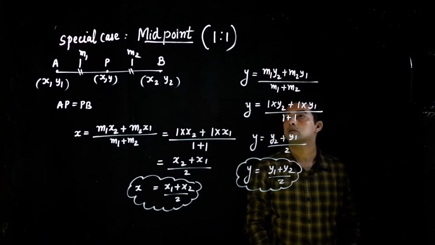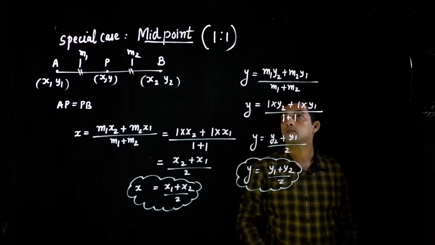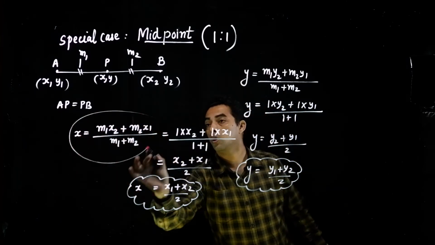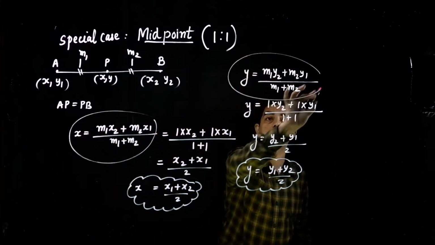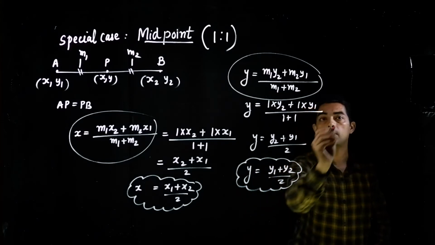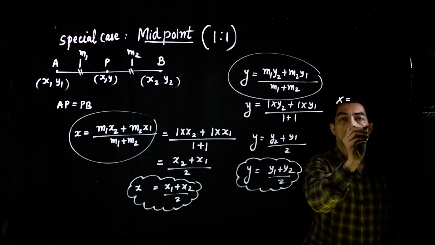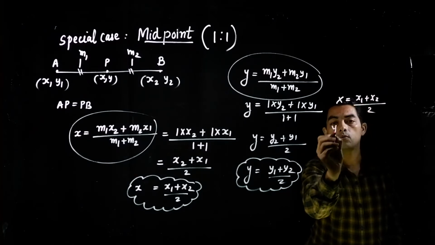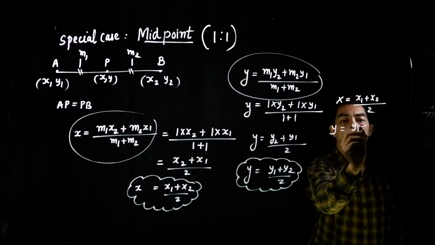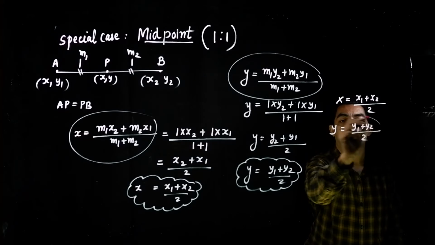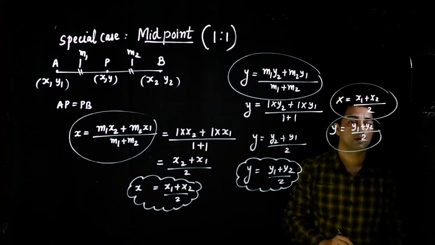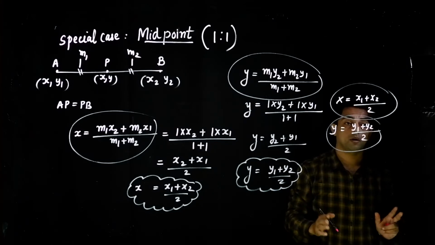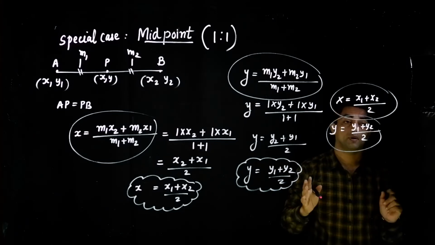Okay, that means if the point is the midpoint, if the ratio is 1:1, don't apply the long formula. Simply apply this formula. If you want to find out x, it will be (x1 + x2) by 2. If you want to find out y, simply it will be (y1 + y2) by 2. So this is a special case for the section formula if the ratio is 1:1 or the point P is the midpoint.